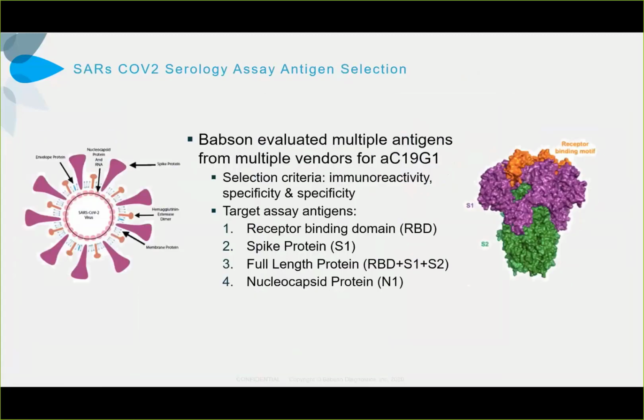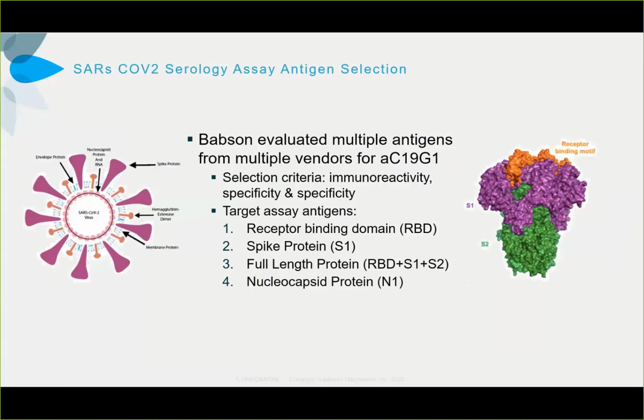So a little bit about the SARS-CoV-2 serology antigen selection. Babson, back in April and March of 2020, began evaluating multiple antigens from multiple vendors for our first test, AC19G1, G1 representing the first generation of our IgG serology test. Our selection criteria was immunoreactivity, specificity, and sensitivity. Then looking at several different antigens, the receptor binding domain, the S1 protein, which is inclusive of the receptor binding motif, the full-length protein of RBD S1 and S2, and nucleic acid protein.